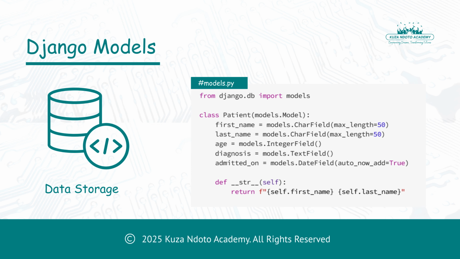The model. This defines your data structure. It's a Python class that represents a database table. Each attribute in the class corresponds to a field in that table. The model is responsible for everything related to data. That includes storing the data, retrieving the data, and validating the data. All models are typically defined in what we call a models.py file.